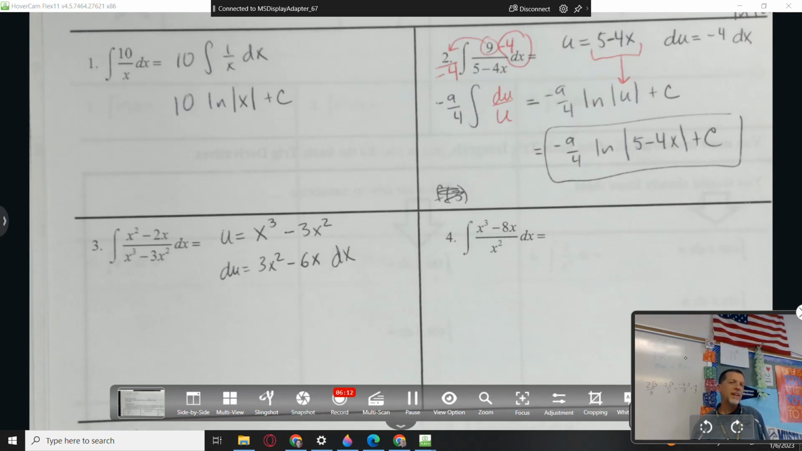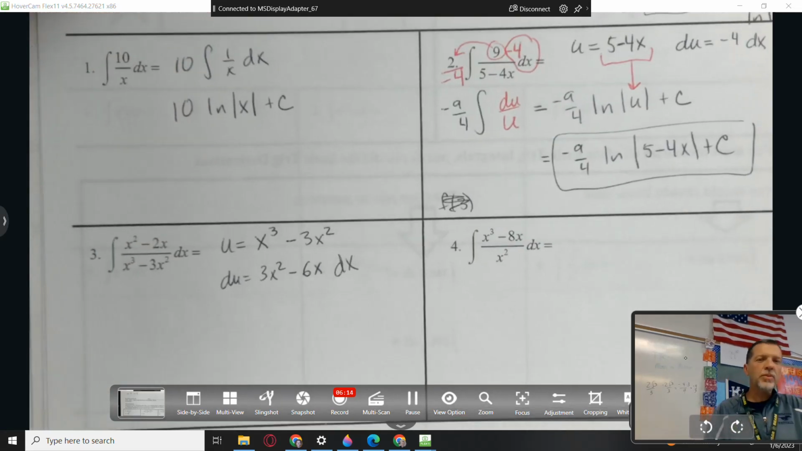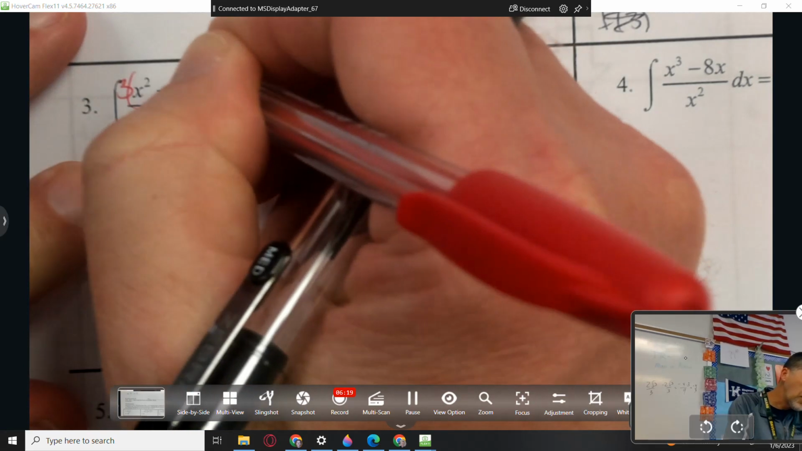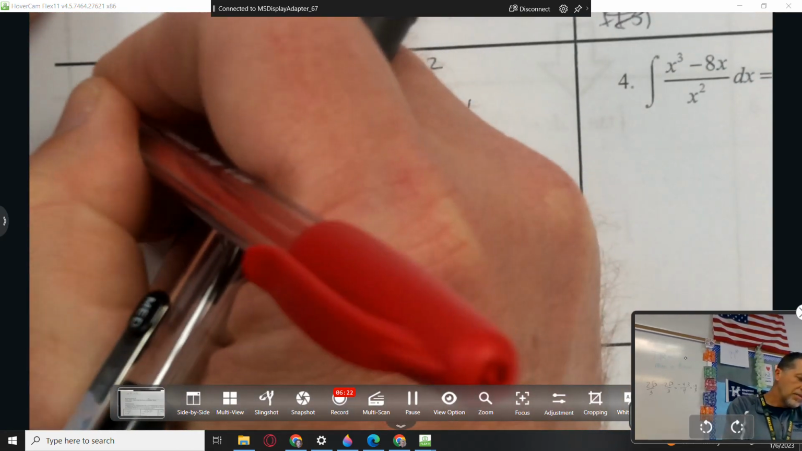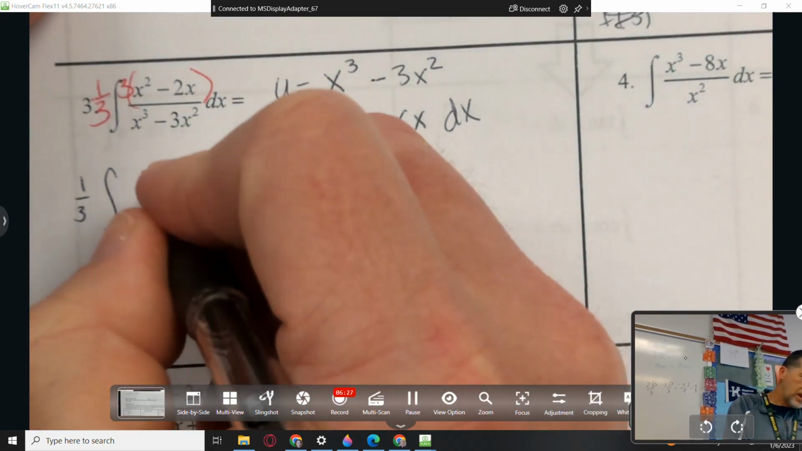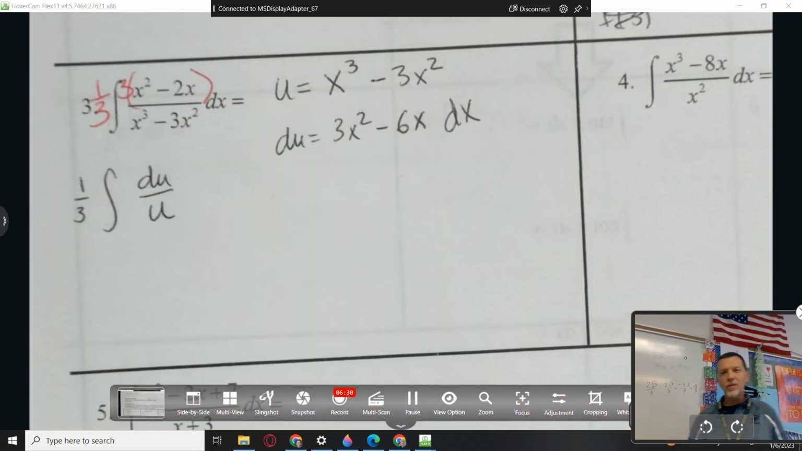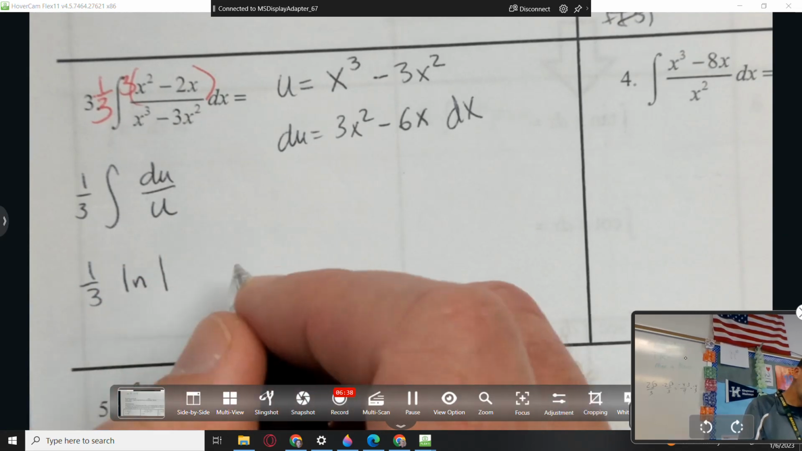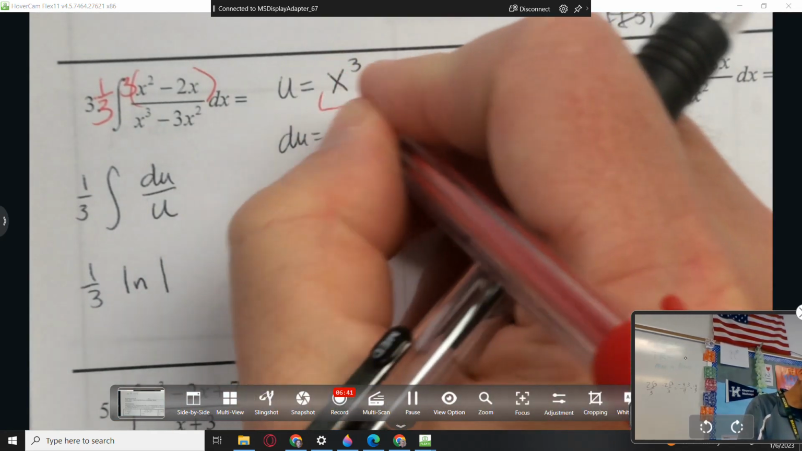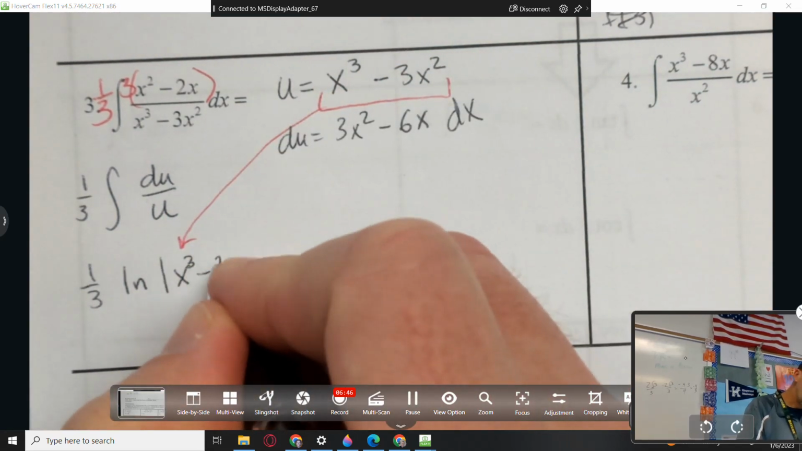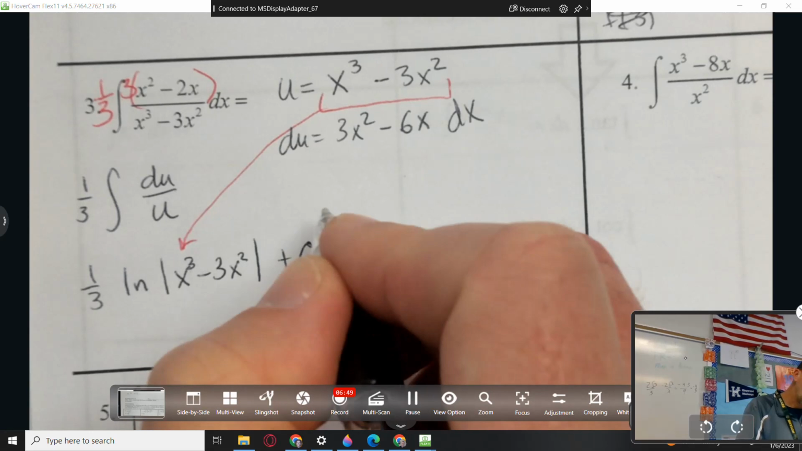Well, that's not exactly what we have in the top, but it's close. It's a good close. Like if I multiply by 3, then we've got it. So 1/3 out front. Now all of that turned into antiderivative of du over u. 1/3 natural log, absolute value. This time I'm paying attention. I'm going to save some space and plug in the u stuff kind of on the fly. Save myself a little time.